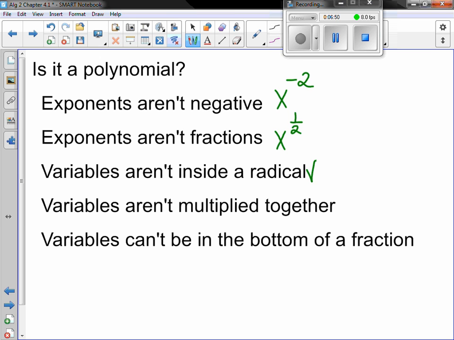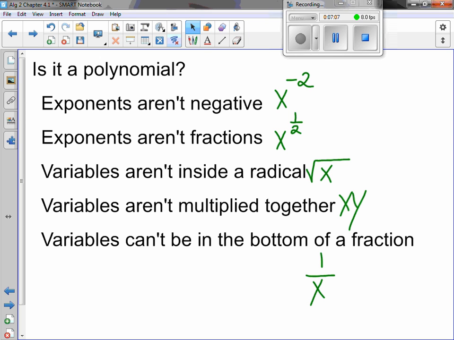Variables are not inside the radical. I can't have the square root of x. Variables aren't multiplied together. I can't have xy. And variables cannot be in the bottom of a fraction. So these here are all examples of what this means. What this is telling us is if one of these shows up, or more than one of these shows up, it is not a polynomial function. It's not going to be a polynomial function.